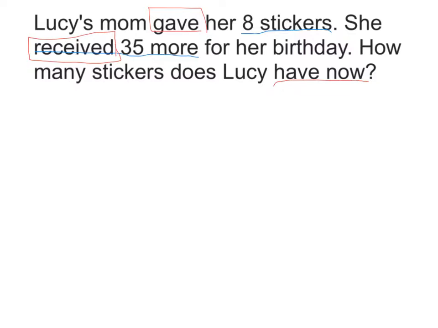All right, I can absolutely make a number sentence out of this. I see this word gave and received. Those are addition kind of words. You know, I'm getting more to add to my pile. So I'm going to start with 8 stickers, or Lucy's starting with 8 stickers, and then I'm going to make my addition sign. Now coming back into my story problem, I see my 35. I know that she's going to get 35 more stickers. And what the author of this wants to know, and Lucy wants to know, is what is going to go here.